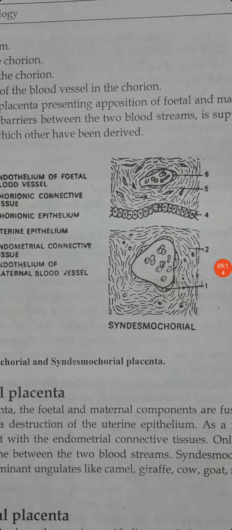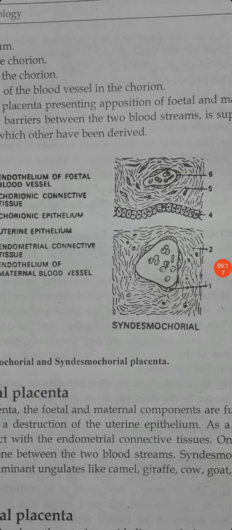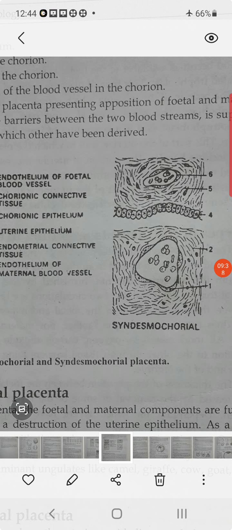Syndesmochorial placenta, this second one. What happened here? Here, the fetal and maternal components are fused so intimately as to result in a destruction of uterine epithelium, and as a result, the chorion comes into contact with the endometrial connective tissue. Listen very carefully, only 5 barriers therefore intervene between the two blood streams. Syndesmochorial placenta is found in ruminant ungulates like camel, giraffe, cow, goat, sheep, buffalo, etc.